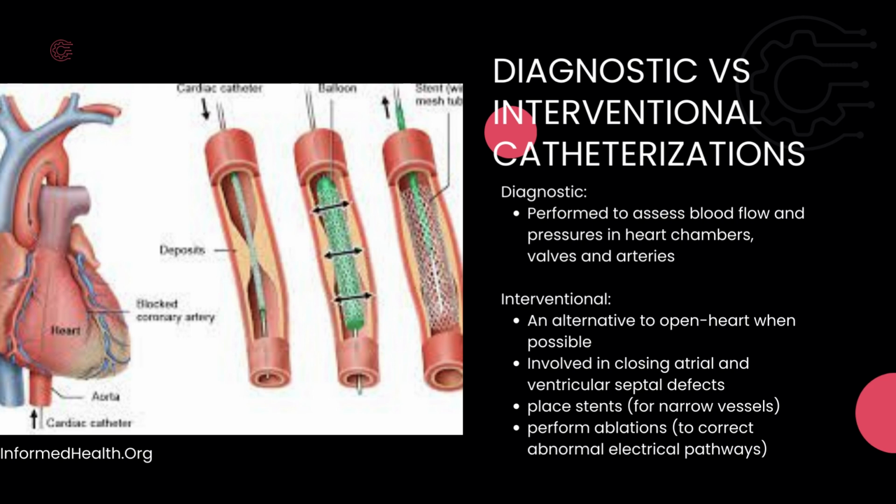In the picture on the left, you can see the first depiction of the coronary artery shows a lot of plaque deposits from CAD. The second depiction is a utilization of a balloon mechanism to try and widen that narrowing vessel. And then in the third picture, there's a mesh sheath that's put in place.